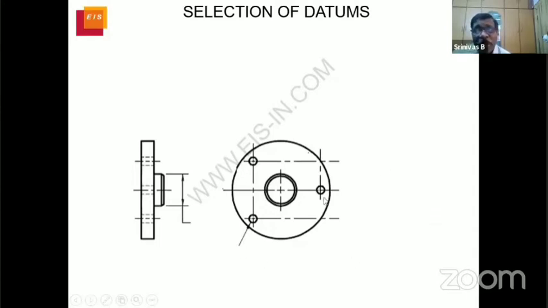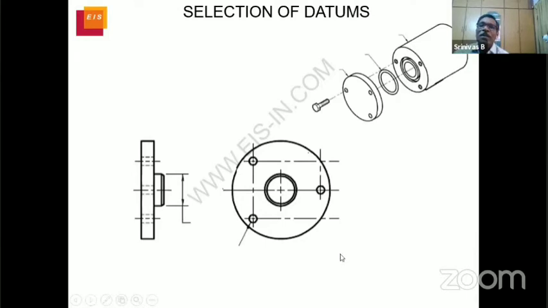But what is the basis for this? We are talking about manufacturing. No, sir. From the manufacturing point of view, the selection of datum is wrong many times. So what is right? Functionality based. Now I would show you the functionality. You can find out the datums for yourself easily.